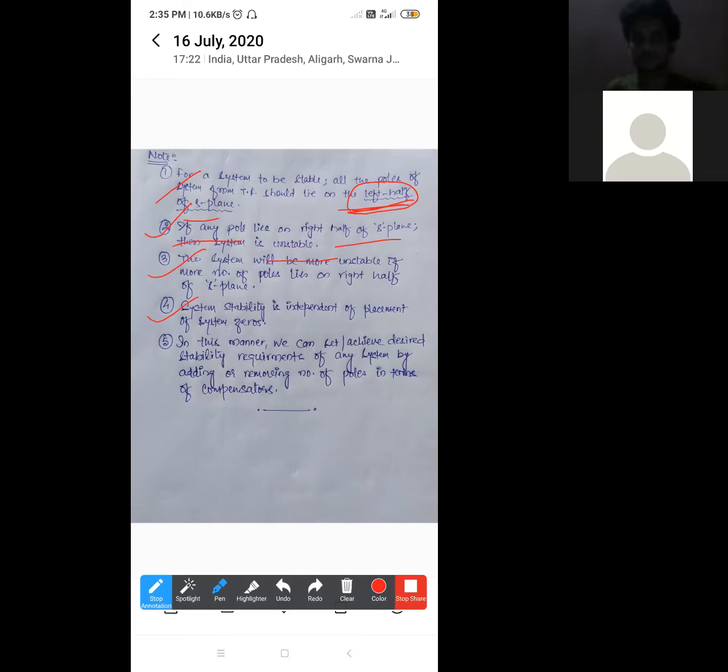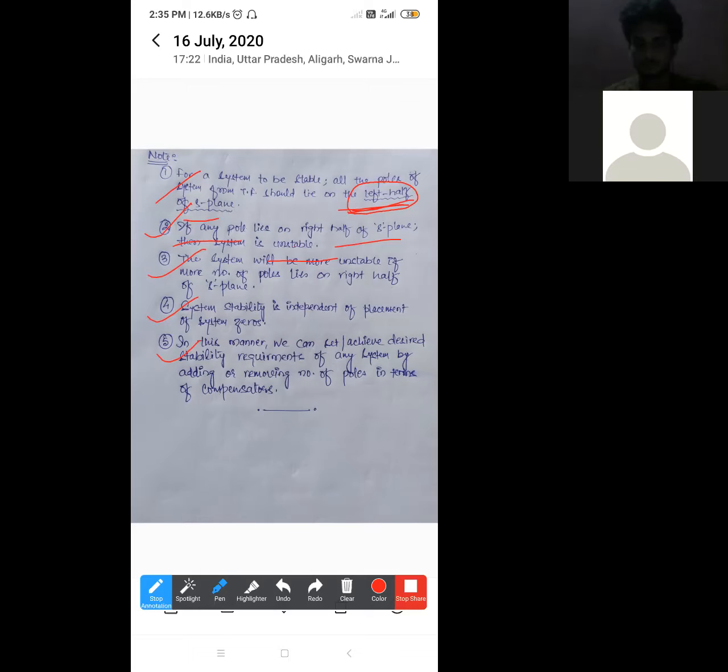With this concept, with this knowledge, we can achieve any kind of stability for any system by adding or removing poles from the system, right? This is explained in point number 5. In this manner, we can achieve the desired stability required of any system by adding or removing poles in terms of a compensator. So we can add poles to, or remove poles from, any system, right?